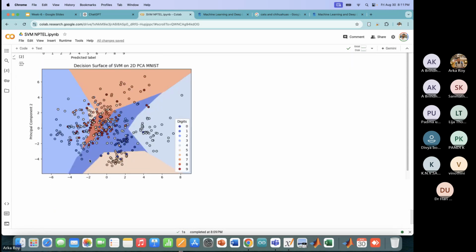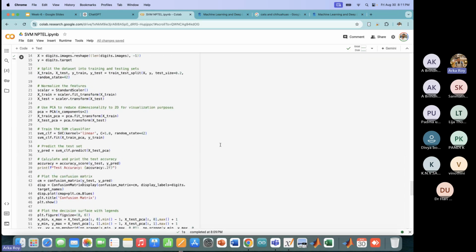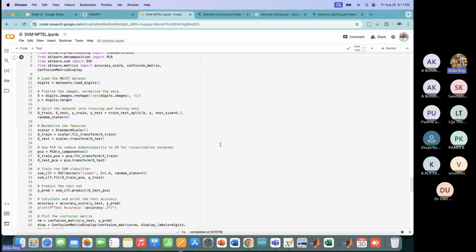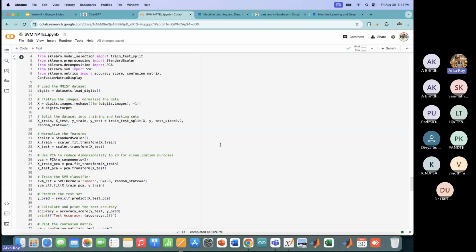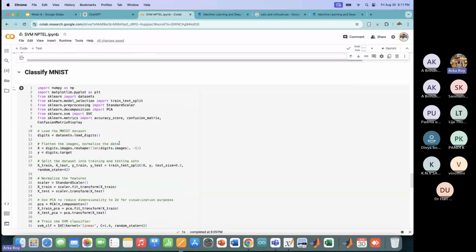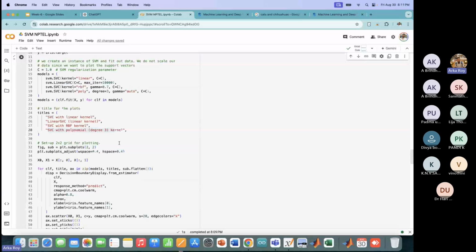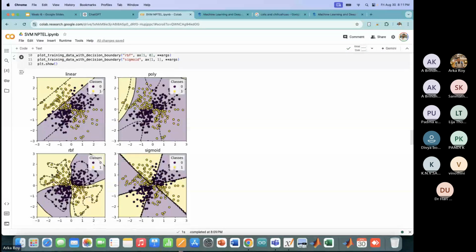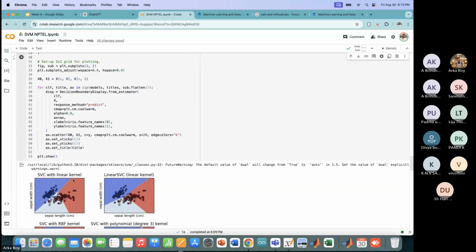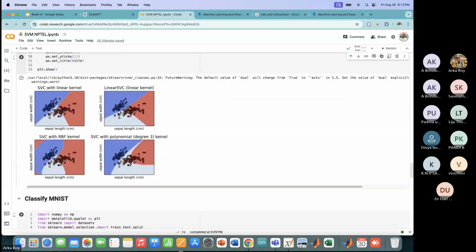Okay. Now let me show you another somewhat difficult problem. So you can understand when you have a two class problem, radial basis function does very good. It is able to classify with almost 100% accuracy. When you increase the number of classes, you can see the performance starts degrading.